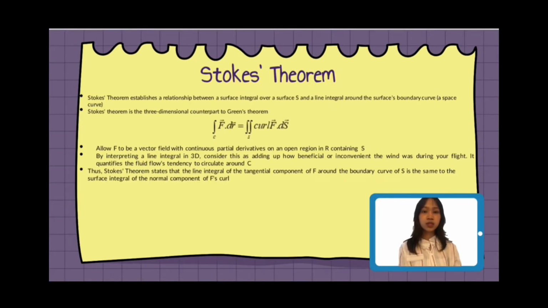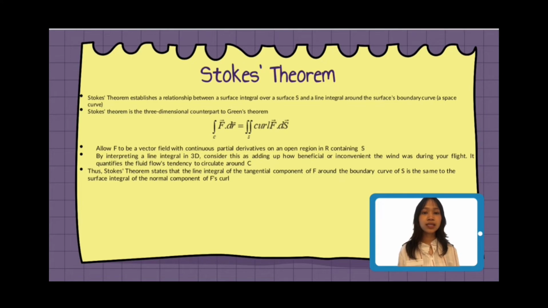Moving on with Stokes' Theorem. Stokes' Theorem can be thought of as a more complicated version of Green's Theorem. Stokes' theorem can establish a relationship between a surface integral over a surface S and a line integral around a surface boundary curve or a space curve. Stokes' theorem is a three-dimensional counterpart to Green's theorem.